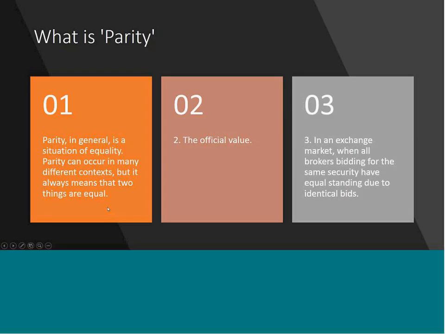And what you look for is a parity exit. So parity is not only a situation of equality. Parity can occur in many different contexts, but it always means that two things are equal in value. If you look at any option, they all have parity on expiration, because the options are either worth something or worth nothing. If it's worth nothing, they abandon them. But if it's worth something, then when it closes, it closes at parity, which is the real value.